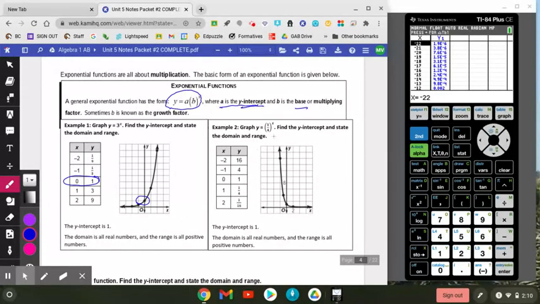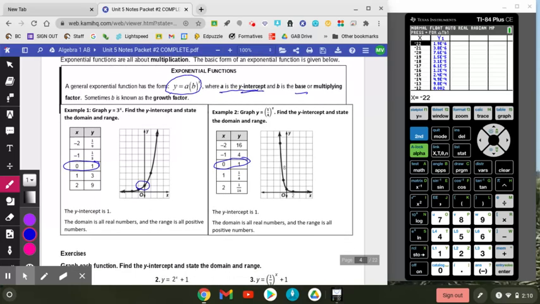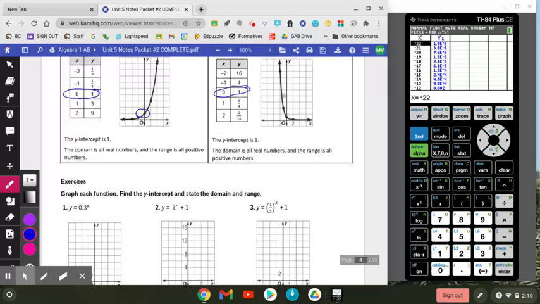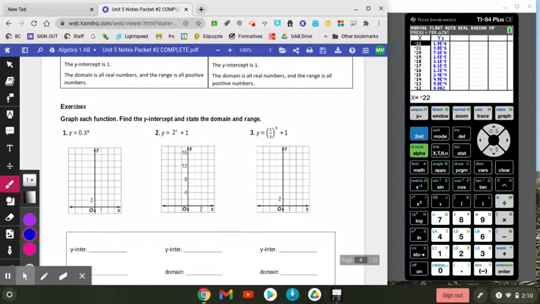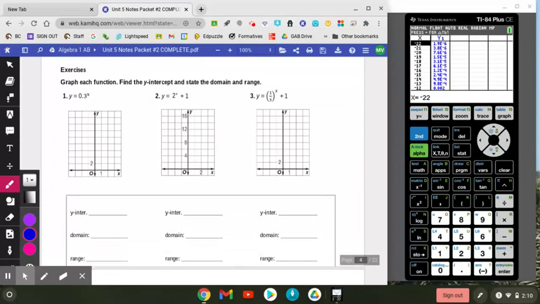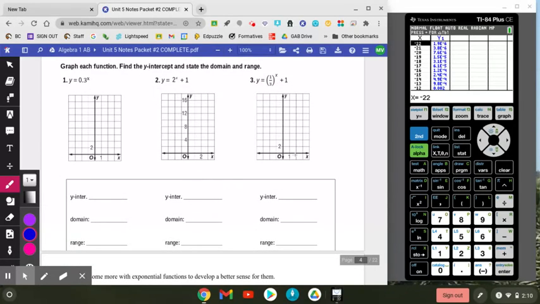Here again, if I do 1/4 to the x, I make my table. My y-intercept is 1. And my domain, again, is all real numbers, and the range is all positive numbers. So here are some practice problems. I want you to pause and use your calculator and do your best to try to do these problems.